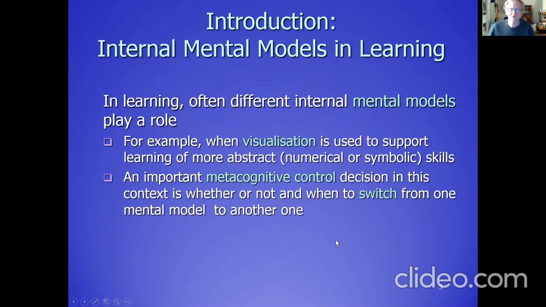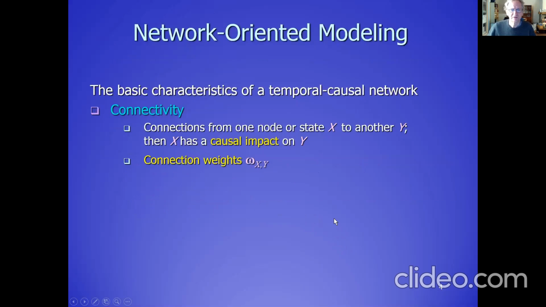So in the learning, you use different mental models. That was the case that we study. In this case, in particular, you use visualization to give some support to learning of a numerical or symbolic skill. And then the metacognitive control concerns the decision when you want to switch from one to the other mental model. So the background is that we use network-oriented modeling based on adaptive temporal causal networks.